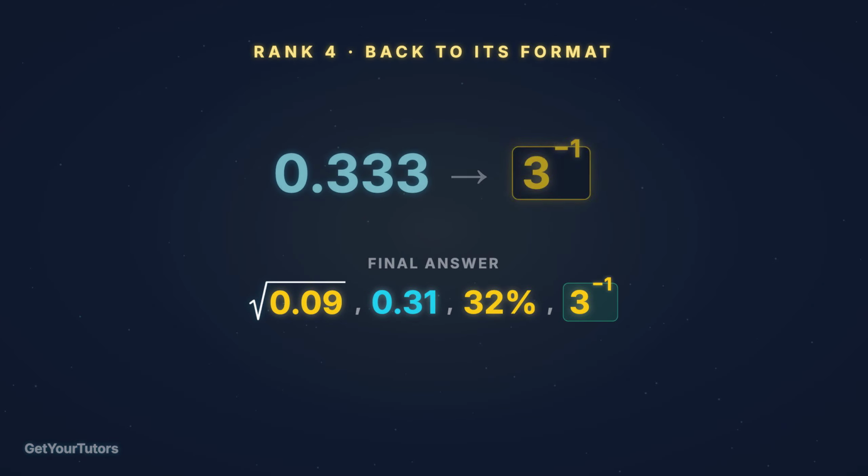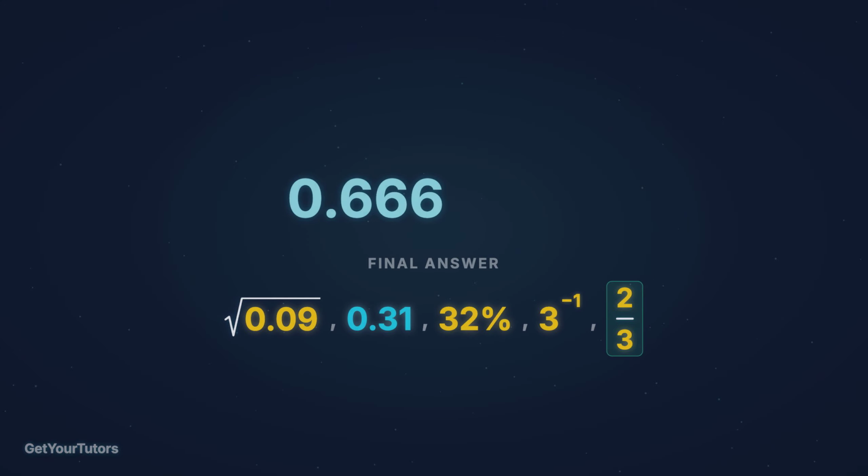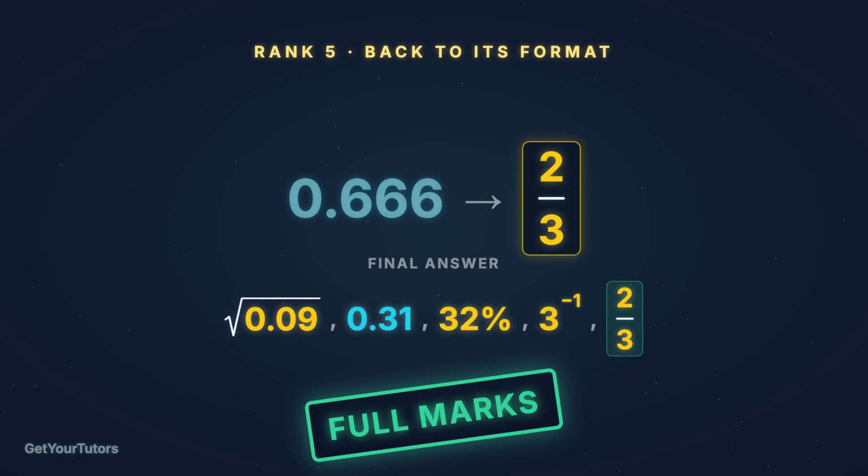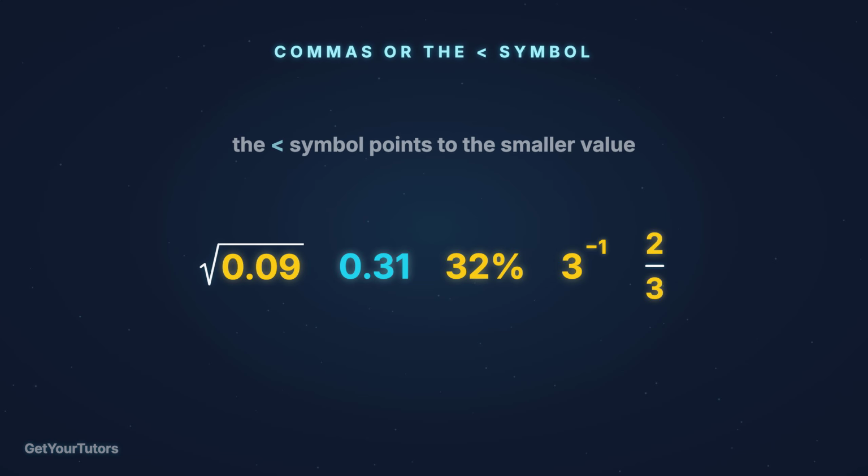The fourth rank was 0.33 repeating. Carefully write this back as 3 to the power of -1. The largest value was 0.66 repeating. Write this as exactly 2/3 to secure your final marks. Sometimes examiners use mathematical symbols instead of commas. The less than symbol points to the left on your paper.